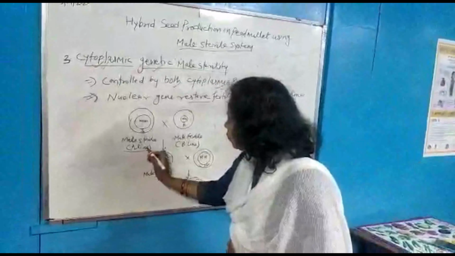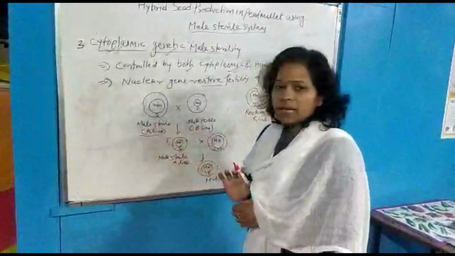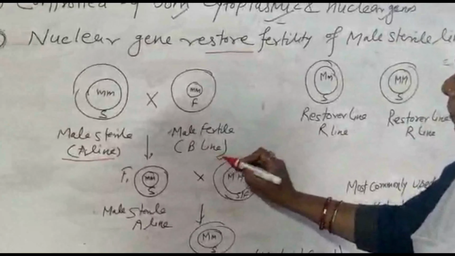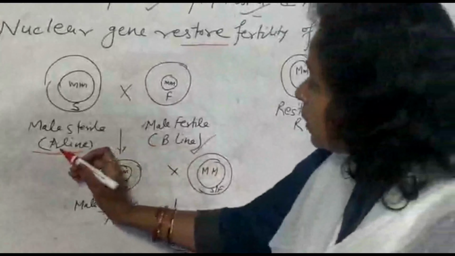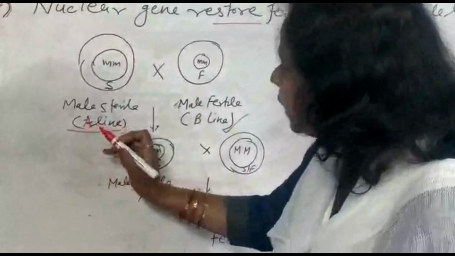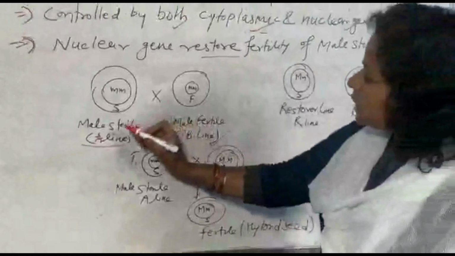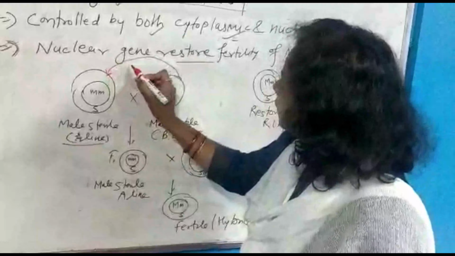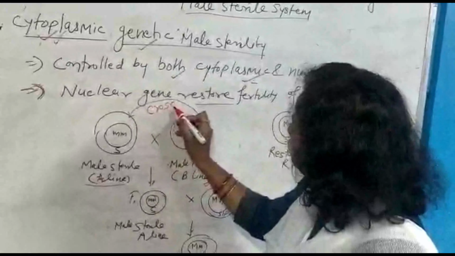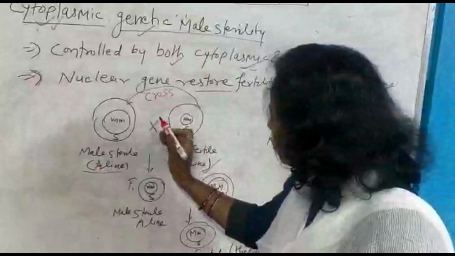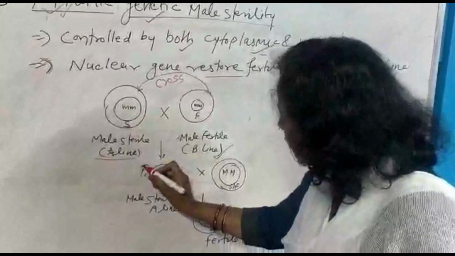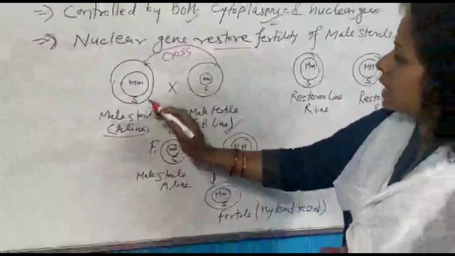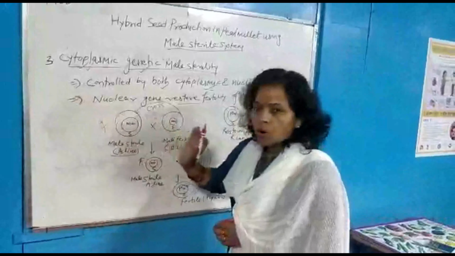Here we are taking one A line, that is the male sterile line. The second one is the male fertile line, that is the B line. The male sterile line is not able to produce pollen. So this particular line gets pollen from the B line, and we cross these two parents, and we get the F1. We always use the male sterile A line as the female parent.